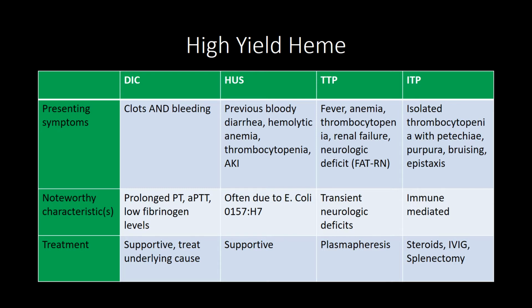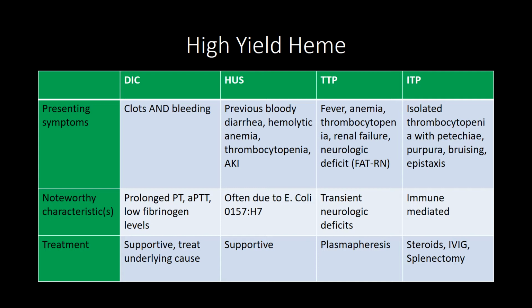DIC. It's a consumptive coagulopathy with concomitant thrombosis and hemorrhage. Thrombin, which is involved in clotting, if you remember, it's excessively produced and it leads to deposition of fibrin, leading to tissue ischemia and consumption of platelets, fibrinogen, and prothrombin, which leads to bleeding.